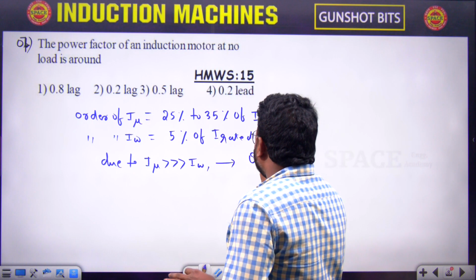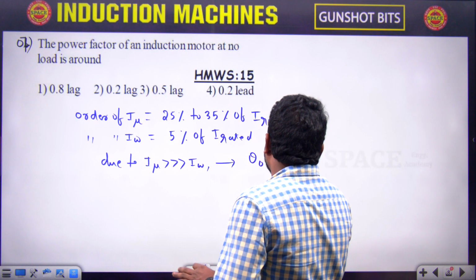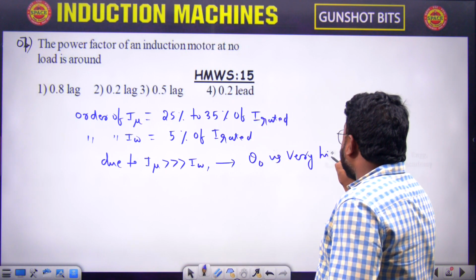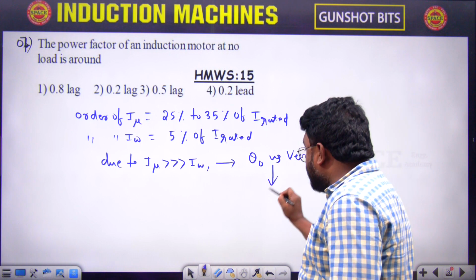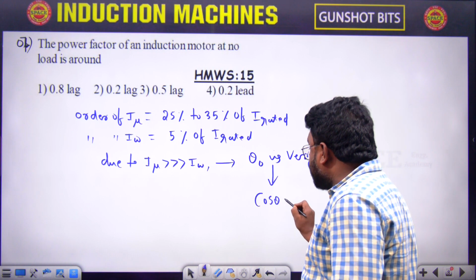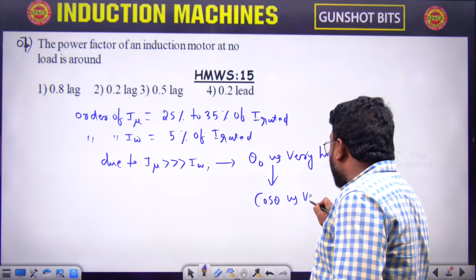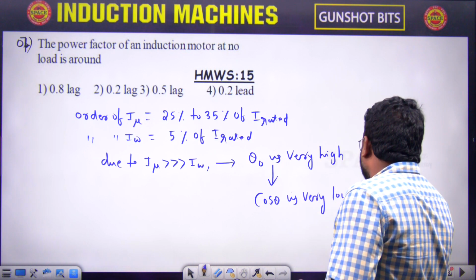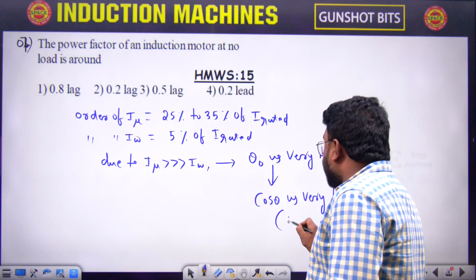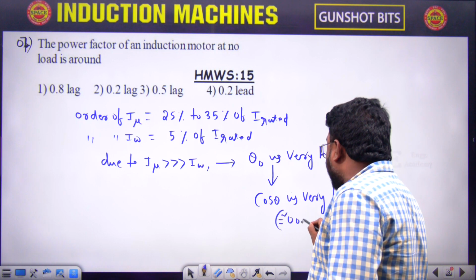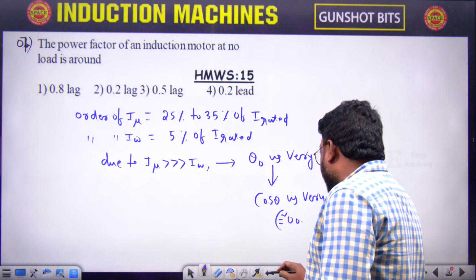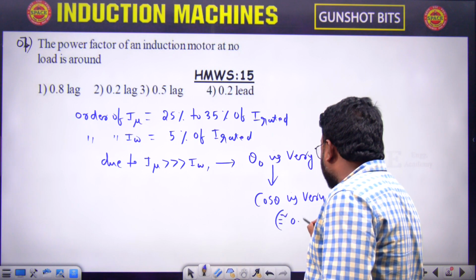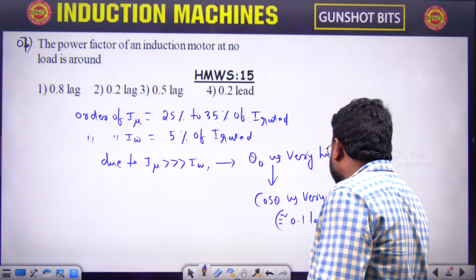So the no load power factor angle is very high. When the angle is high, then what about the cos function? Cos theta is a very low value, nearly equal to 0.1 lag. This is the lagging part.